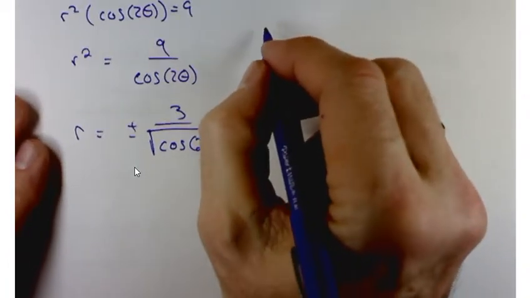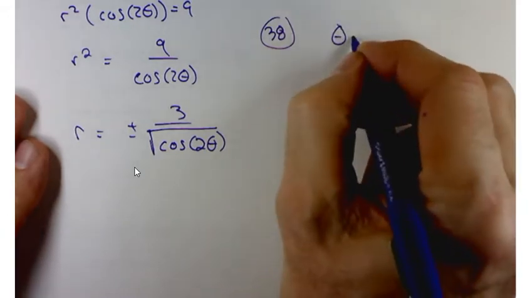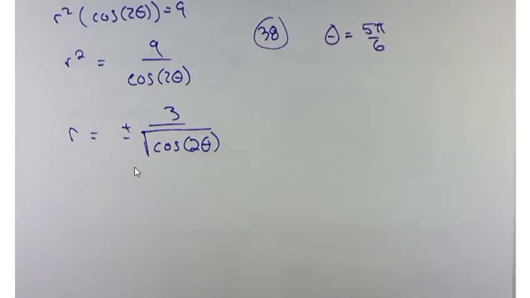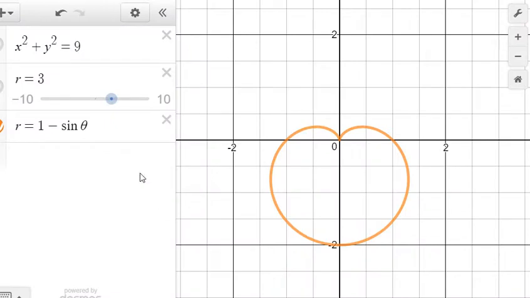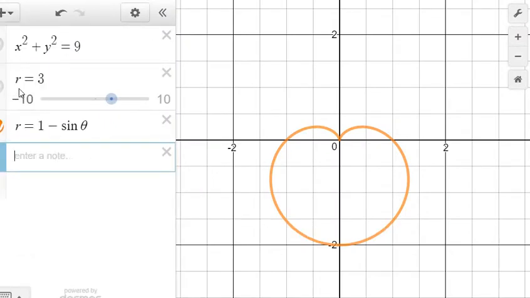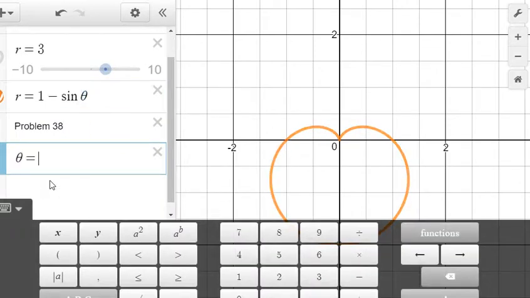Let's try a different one. Problem number 38. Theta equals 5 pi over 6. Now this one's kind of a little bit different. It's strange. So let's take a quick look at its graph. So I'll do this for myself. Problem 38. Let's steal a theta from up here. And theta equals 5 pi over 6.